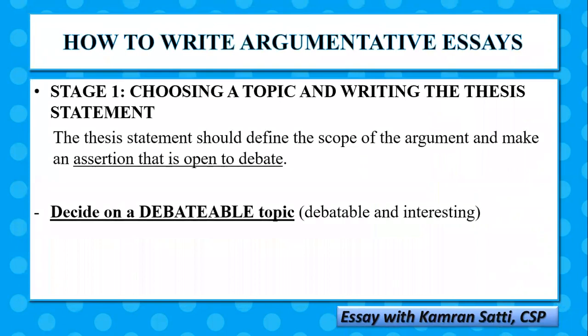So just go through this, it is not very important. Stage one, choosing a topic. Of course, you will be given 10 topics and you will have to choose one in the CSS exam. Writing the thesis statement. Now, the thesis statement should define the scope of the argument and make an assertion that is open to debate. Of course, you should be choosing a particular side. Either you will be on this side or on that side. So that is what it means that you should write a thesis statement. And then you should be deciding on a debatable topic. You can only write an argumentative essay about a topic which is debatable. Okay. I will explain in more detail what this actually means.